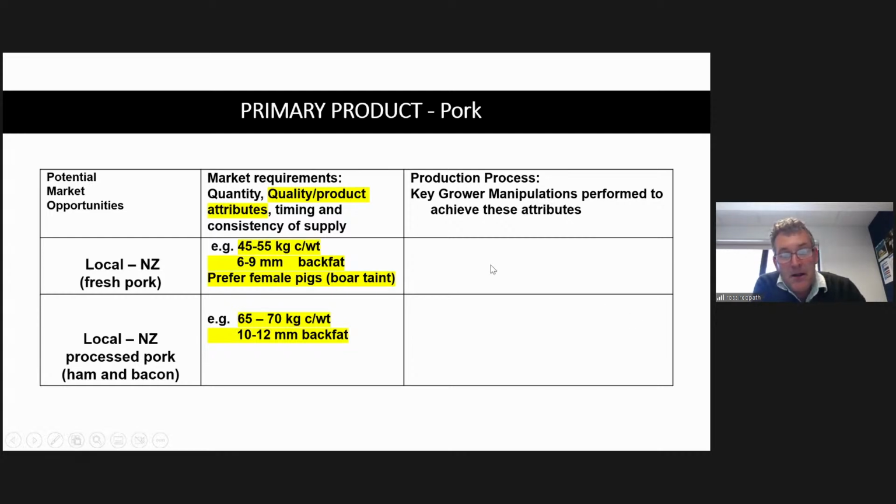And from a student's perspective, how does the grower achieve these attributes? How do they achieve that particular level of back fat? And that is where you get your breeding, you get your scanning with ultrasound, you get your different feeds that they're being fed, you get regular drafting off to the works. Those sort of manipulations which are carried out.